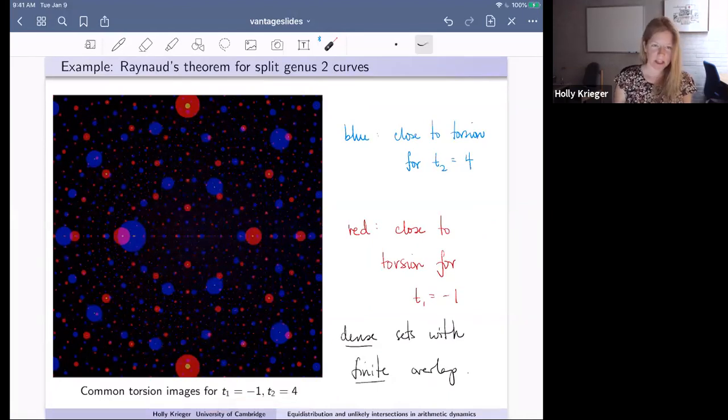This is a picture of the complex plane. A point is blue if it's close to a torsion image for the second curve, and it's red if it's close to a torsion image for the first curve. And of course, as I noted before, because the torsion is dense upstairs, these preperiodic points are dense in the Euclidean topology on the Riemann sphere downstairs. But nonetheless, they have finite overlap.